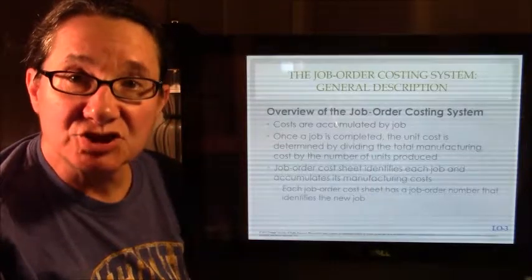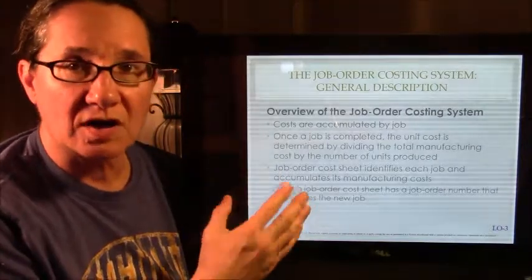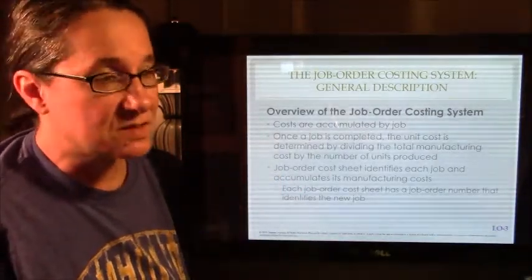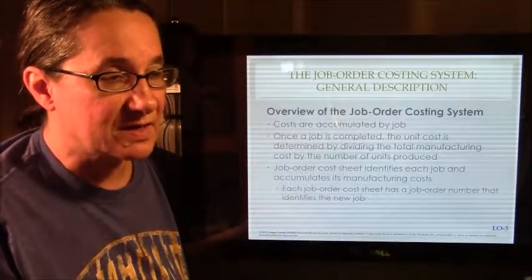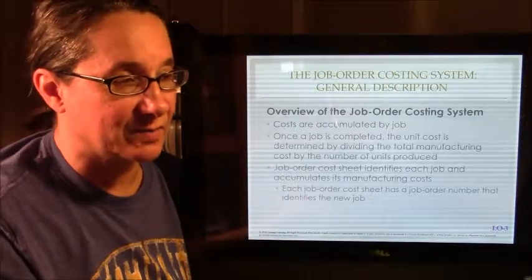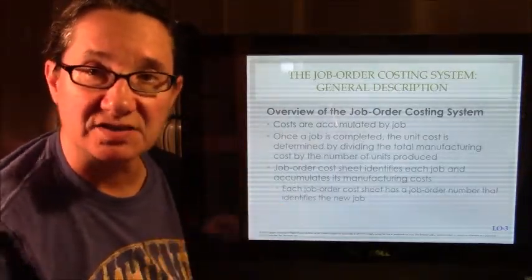So we're going to talk about job order costing. And in job order costing, you accumulate by the job. All right? So once it's completed, you take the total manufacturing cost divided by the number of units. You have to use some documentation to track each and every job.